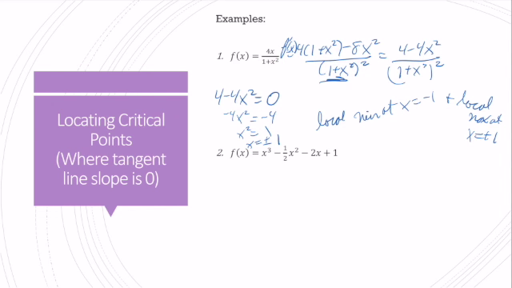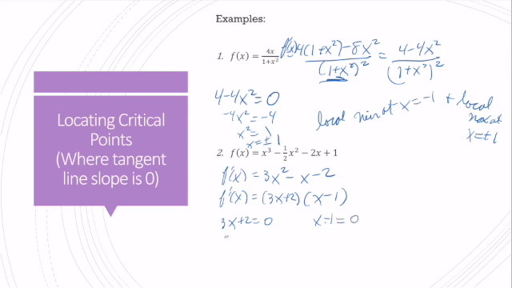Again, I have a cubic function. It is defined over all real numbers. I go ahead and take the derivative of my cubic function. I get 3x squared minus x minus 2. I want to go ahead and factor this, which gives me 3x plus 2 times x minus 1. I set each of these equal to 0, so I have x equals negative 2/3 and x equals 1. This is going to be my local max, and this is going to be my local min.